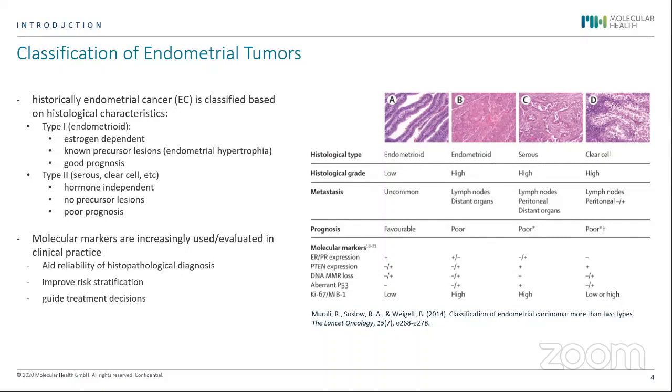And these types are also characterized by specific molecular characteristics, specific mutations, and molecular markers have increasingly been evaluated in clinical practice to, for example, aid reliability of histopathological diagnosis, to improve risk stratification, and to guide treatment decisions like who could benefit from a chemotherapy and who does not benefit, things like these.